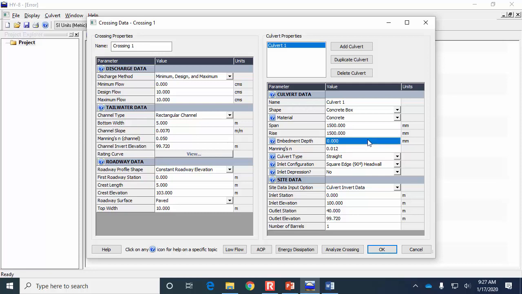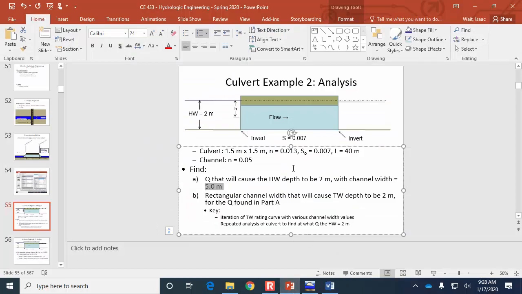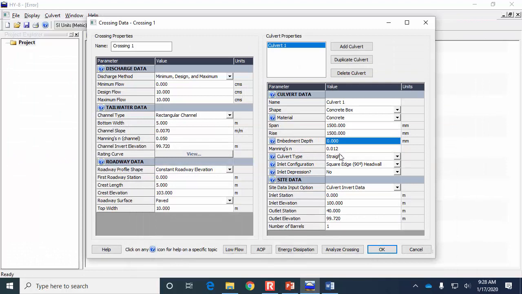Now again, the embedment depth is related to if the culvert is embedded inside the front face of the side slopes, we'll just leave that blank. The Manning's n is talking about the roughness of the concrete, and we were told that the roughness is 0.013, which is a little bit rougher than this default value for concrete. So let's update that, 0.013. It's straight.